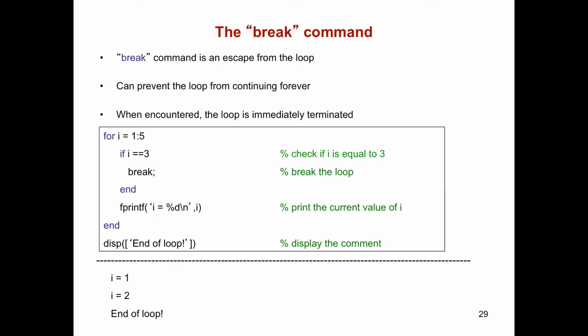If I actually flip this check and this fprintf, I would actually see I is equal to 3 printed and then it would break out of the loop. So it's a minor detail, but it might be important in certain applications.